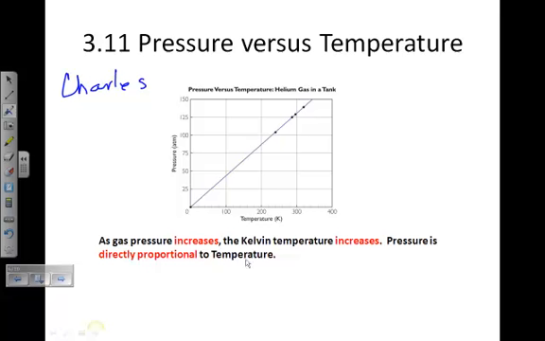And this is a direct proportion. This graph shows a direct proportion between temperature and pressure. As one increases, the other does as well.